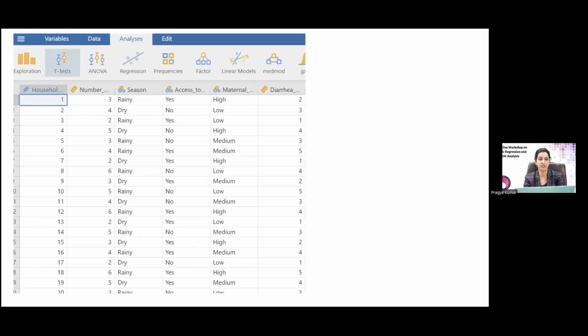So this is the data set. I will share the data set. I think the data set has been shared with you, where we have the household, the number of children, the season, the access to safe water, the maternal education, and then diarrheal episode.